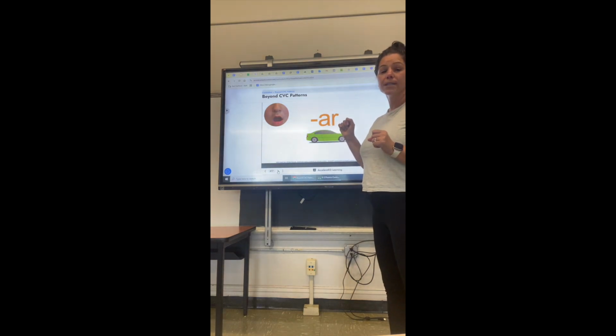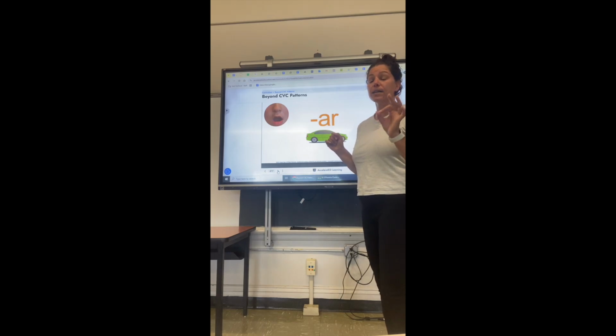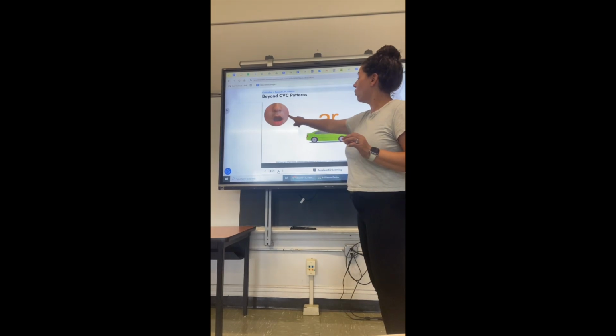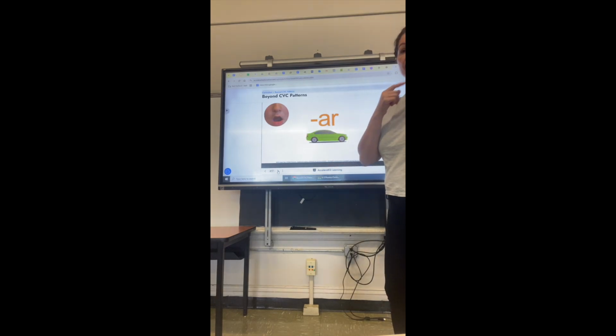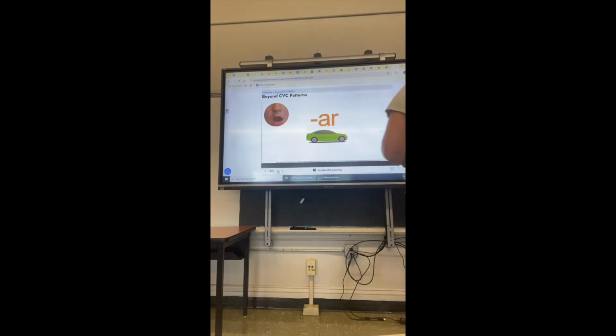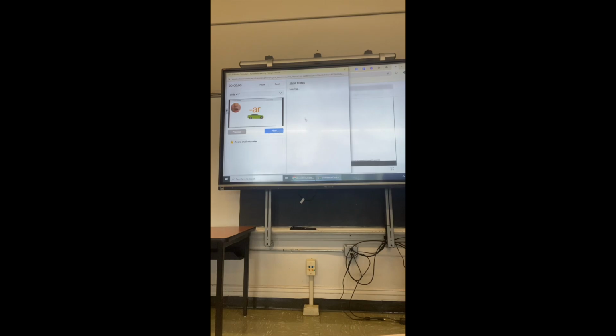And then we get into our new pattern for today, and that's where we are learning that AR says ar. What is the sound? Ar. We can spell the ar sound with the letters AR. Watch my mouth. Ar. Excellent. You want to focus on those articulatory gestures when you are teaching your students new sounds or patterns.